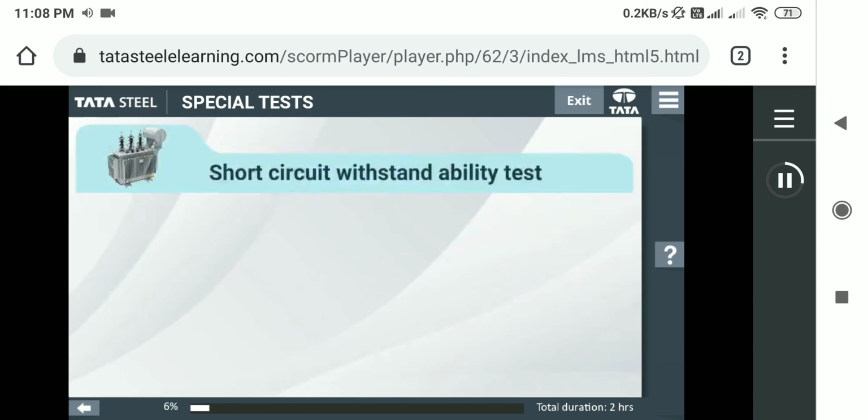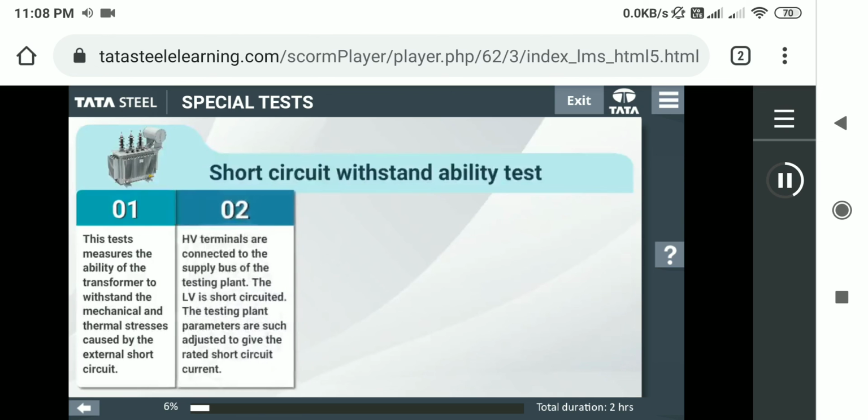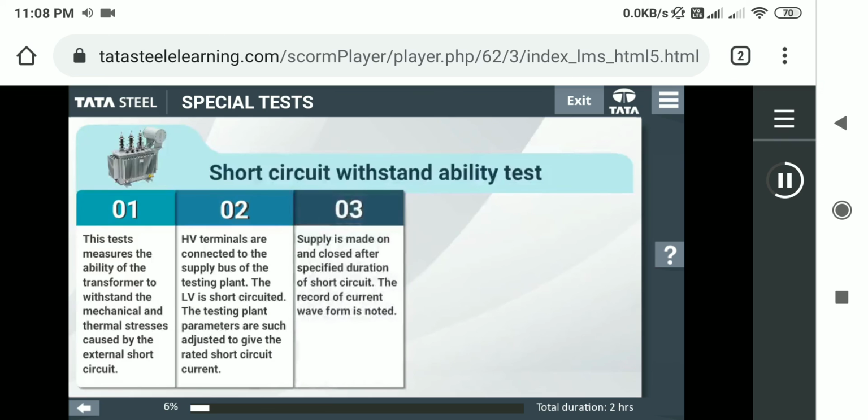Short circuit withstand ability test. This test measures the ability of the transformer to withstand the mechanical and thermal stresses caused by the external short circuit. HV terminals are connected to the supply bus of the testing plant. The LV is short-circuited. The testing plant parameters are adjusted to give the rated short-circuit current. Supply is switched on and closed after the specified duration of short circuit. The record of current waveform is noted.